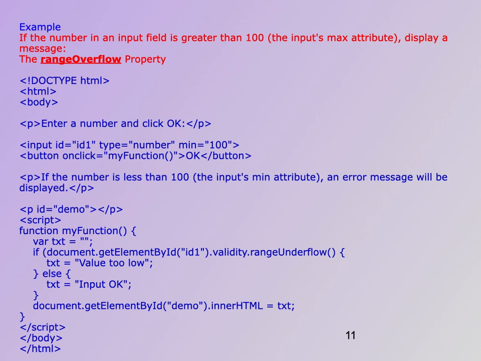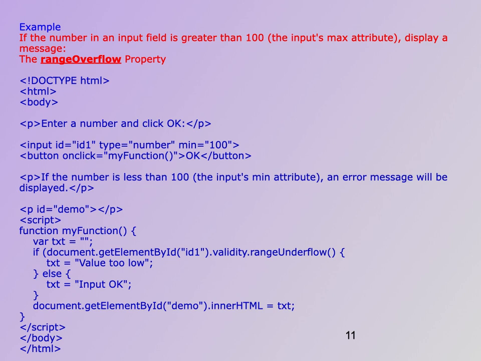So here there is a paragraph element that gives a message like enter a number and click OK, followed by an input number field, input id is equal to id1, type is equal to number, min is equal to 100. Then a button is specified. Button onclick is implemented as a function called myFunction, the name of the JavaScript function that is there in the script, and the label is OK.